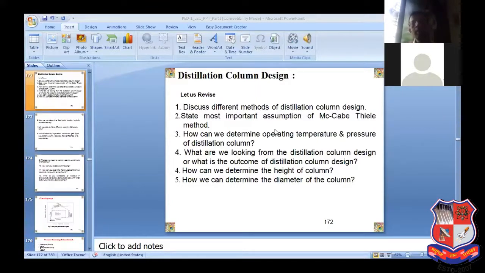So the temperature range of the distillation column operation is decided simply by the boiling points of the two components, but at which pressure? Boiling point varies with pressure, so once you fix the pressure, the corresponding temperature will be fixed, and that's why it is very important to fix the operating pressure of a distillation column. The operating pressure may be atmospheric, vacuum, or high pressure.